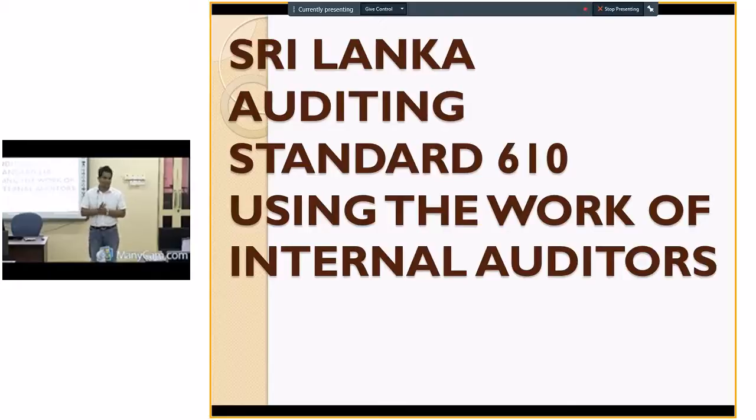With that, today we are moving to some other areas. I am supposed to discuss two aspects: using the work of internal auditors, that is SLUS 610, and the auditor's responsibility on fraud. That will be discussed through some forensic accounting concepts as well. So that is today's plan. So far, any comments or clarifications?